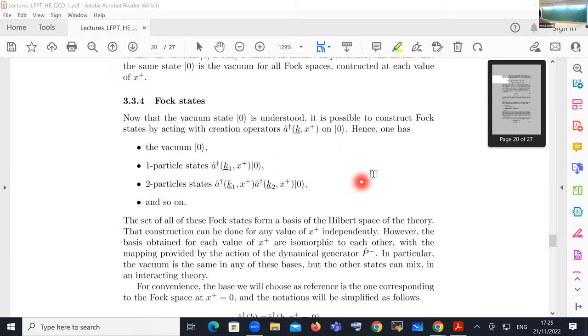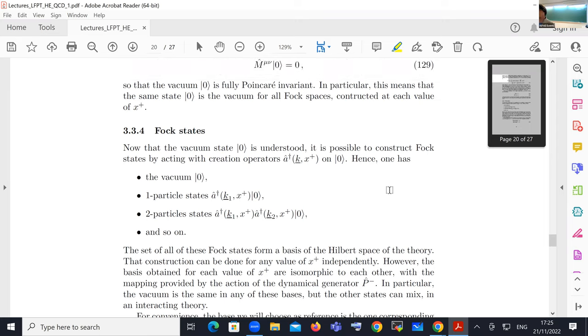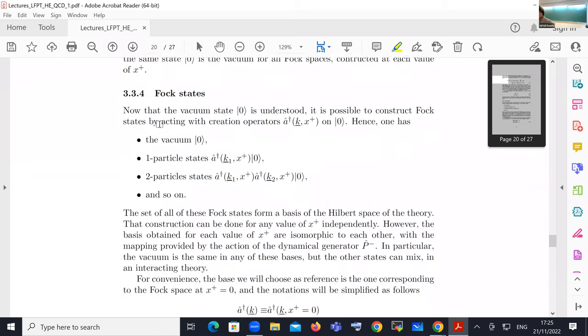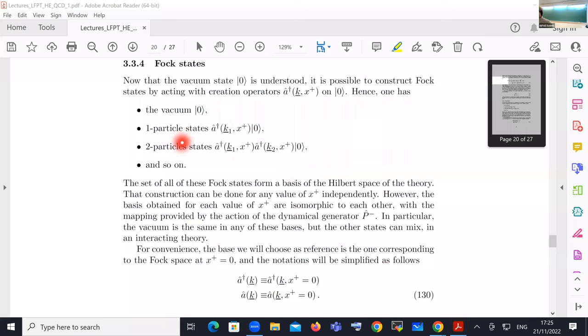But now, the Fock spaces at different X plus would actually be isomorphic to each other. On the one hand, the vacuum would be the same for each X plus. And on the other hand, we know how the creation operator would depend on X plus. I mean, the evolution with X plus is just given by commutation with the P minus operator. So we see that in principle, for example, one particle Fock states at a given X plus are not the same. There will be a non-trivial mapping between the excited states at different X plus, but still the vacuum will be the same. The dynamics will start to mix different excited states, but the vacuum will stay the same at any X plus.